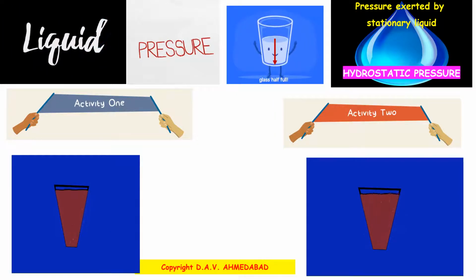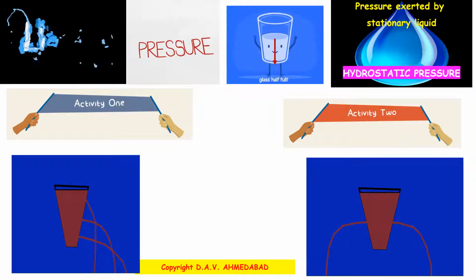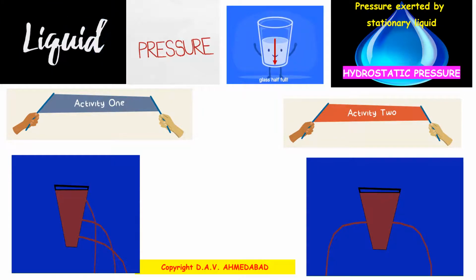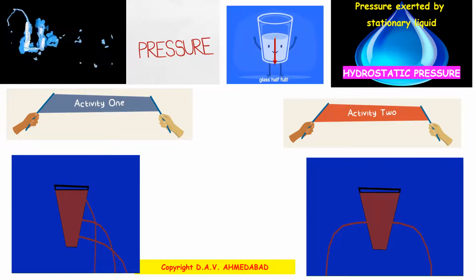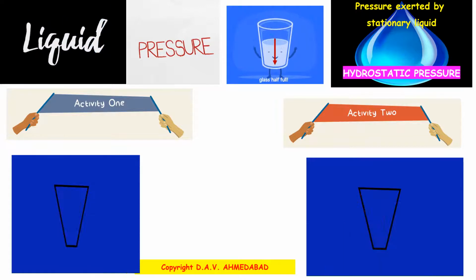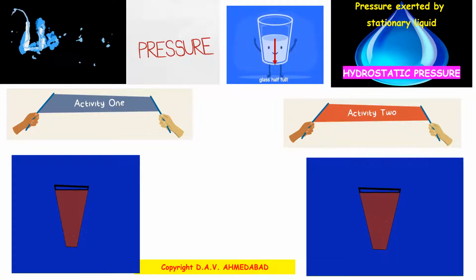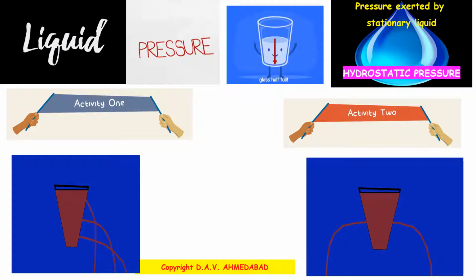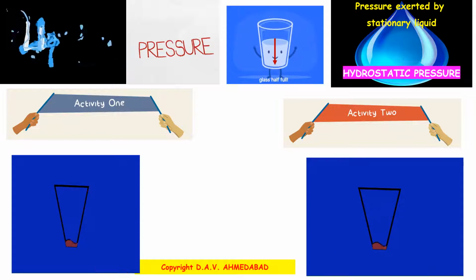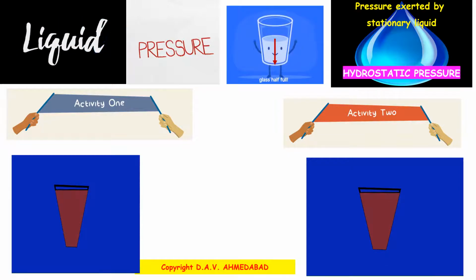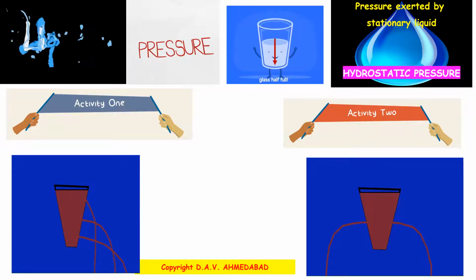Now coming to a most important concept, that is liquid pressure. Another name of liquid pressure is hydrostatic pressure. Hydrostatic pressure is the pressure exerted by a stationary liquid. To know the characteristics of hydrostatic pressure, let's perform two activities.